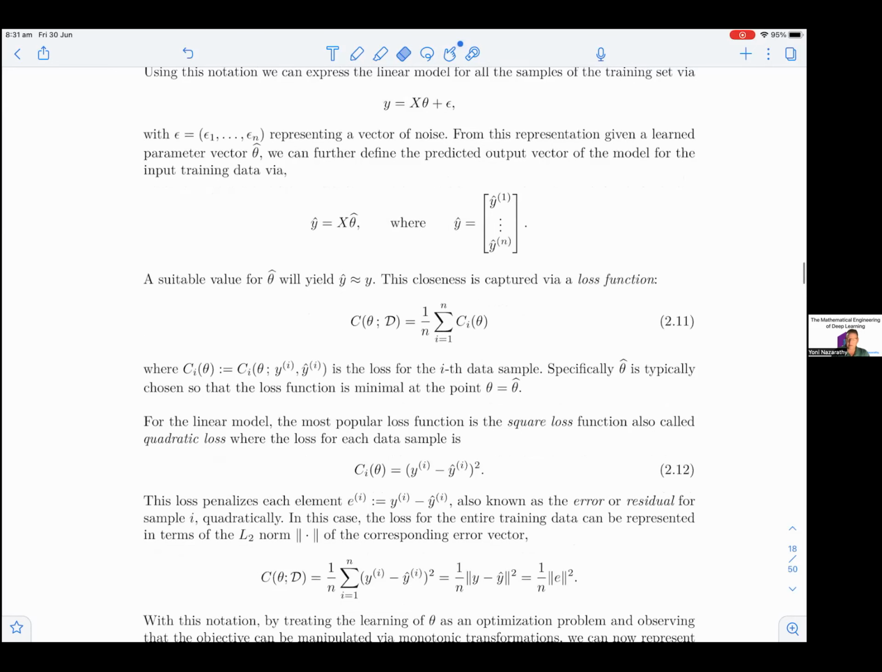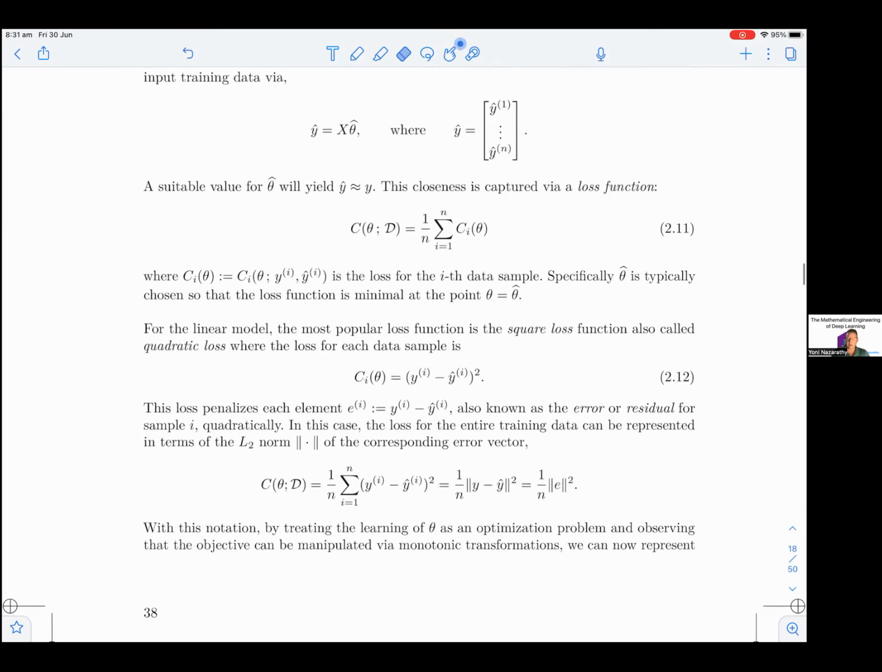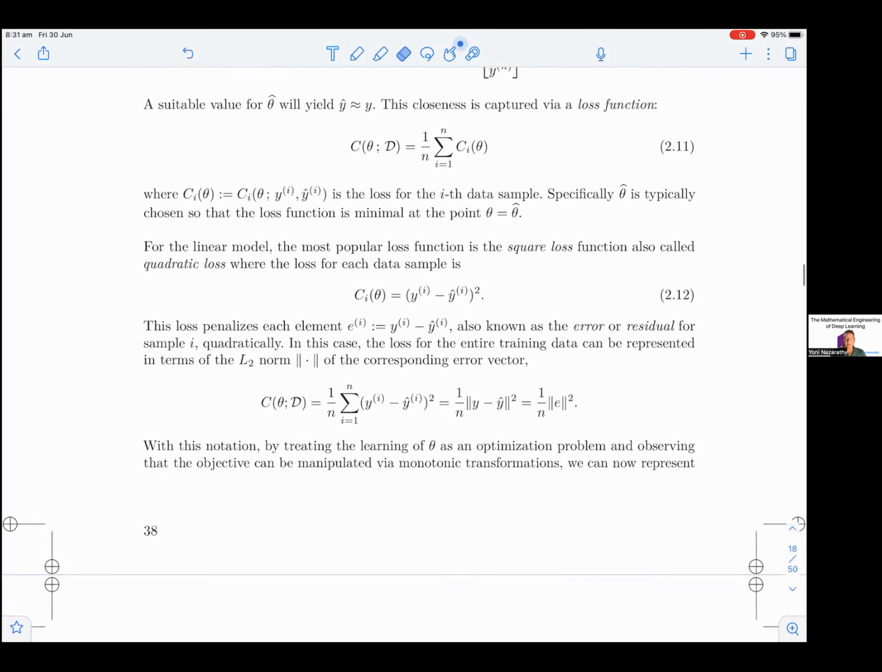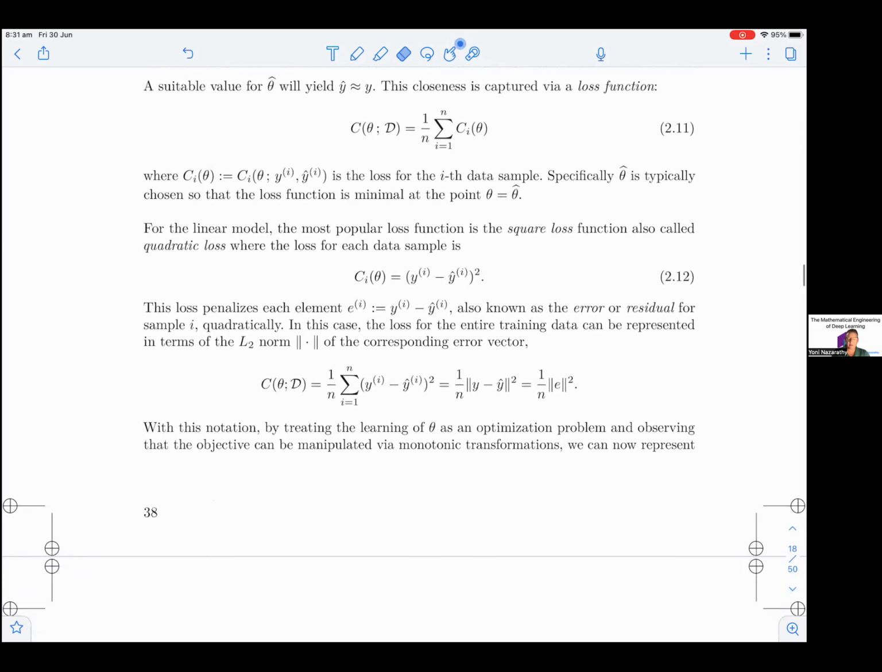Where y hat is just going to be y hat 1 through y hat n. A suitable value for theta hat will yield y hat approximately equal to y. This closeness is captured via a loss function.